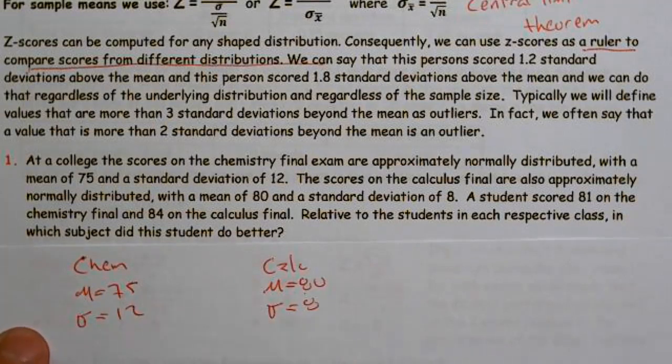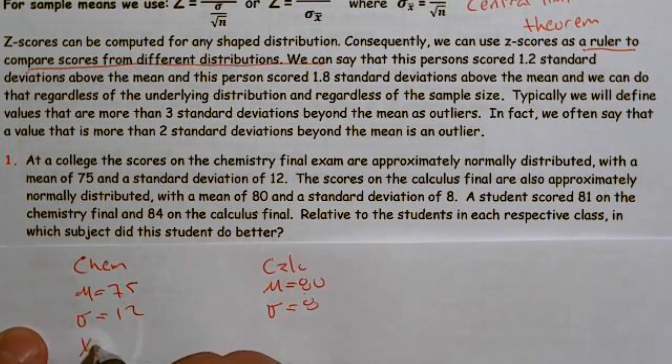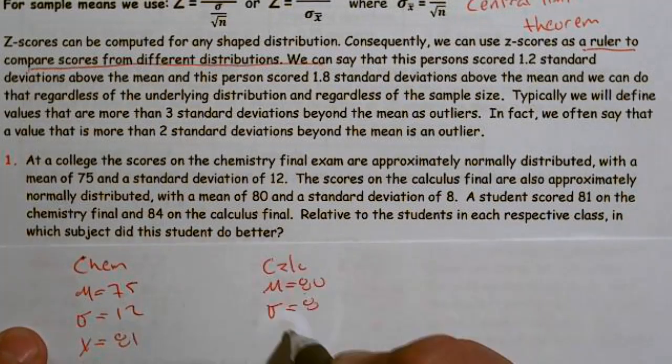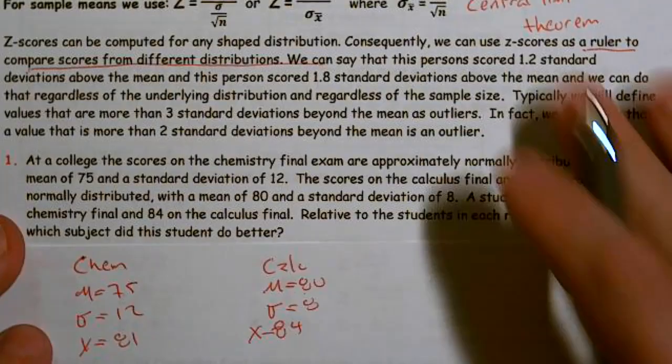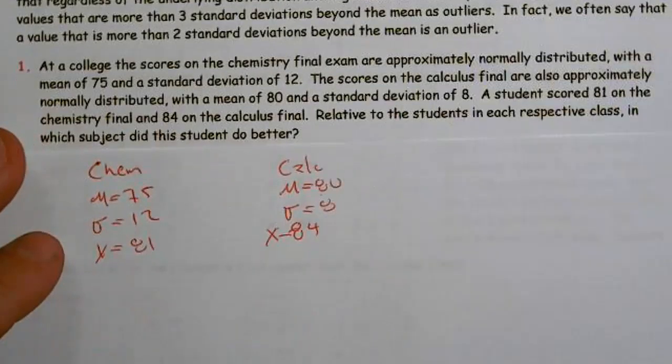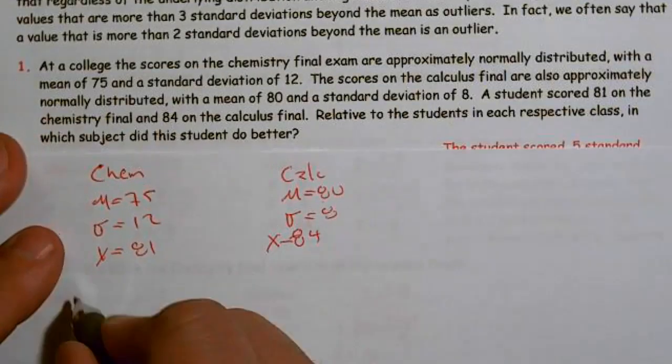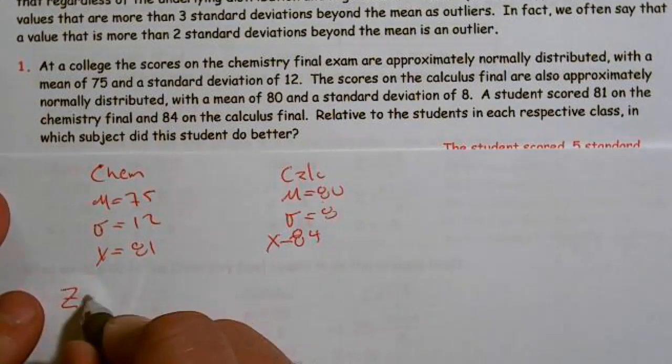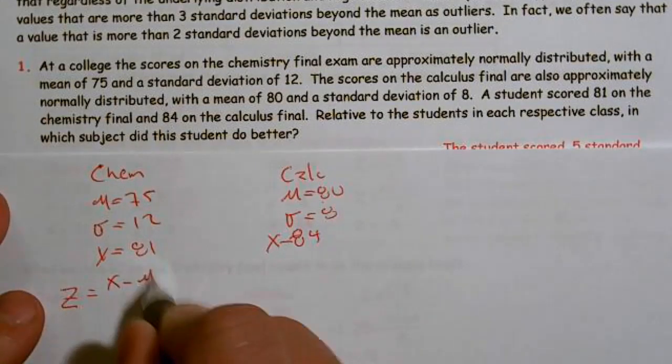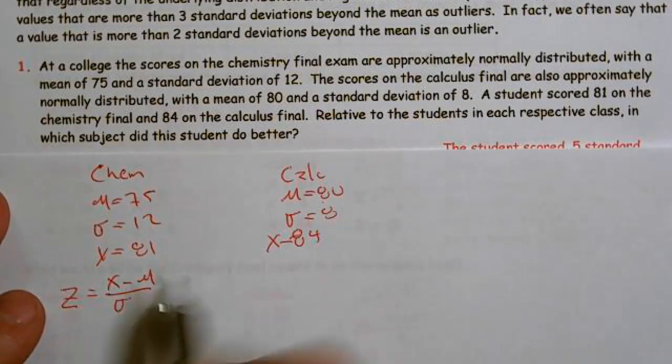A student scored an 81 on the chemistry final. So their X value, their score, was an 81, and they scored an 84 on the calculus final. Relative to the students in each class, in which subject did the student perform better? So in this case, let's find out. Let's calculate the z-score. Z equals X minus mu over sigma.